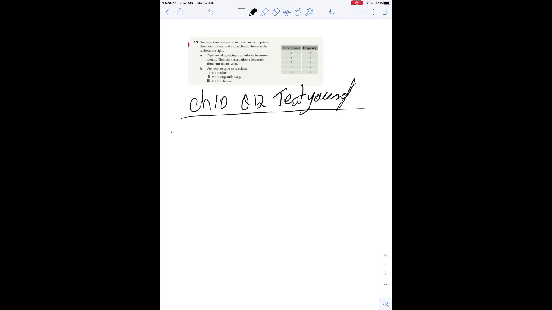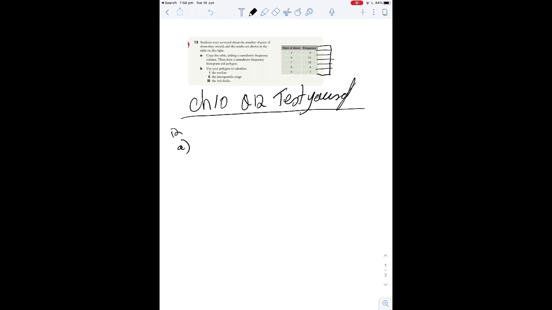Alright, so question 12a. Students were surveyed about a number of pairs of shoes they owned, and the results are shown in the table on the right. Copy the table, adding a cumulative frequency column, then draw a cumulative frequency histogram and polygon. So you obviously would have to redraw that, or they would provide you a space in the exam.